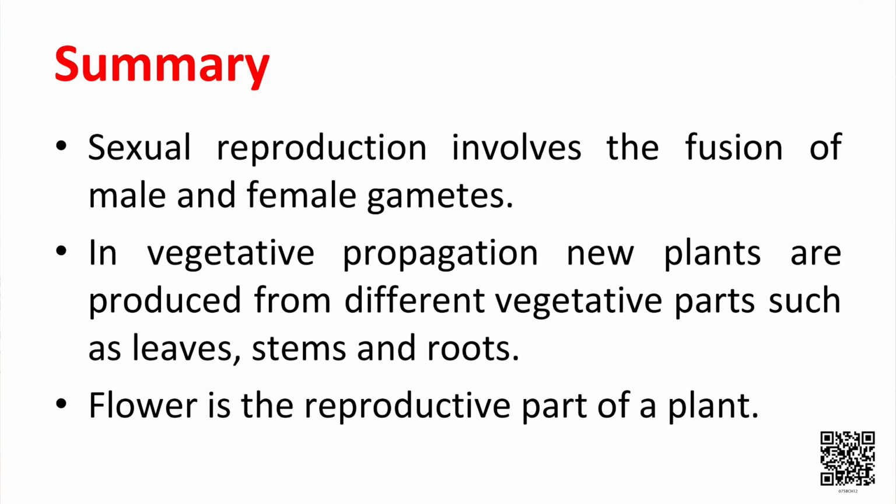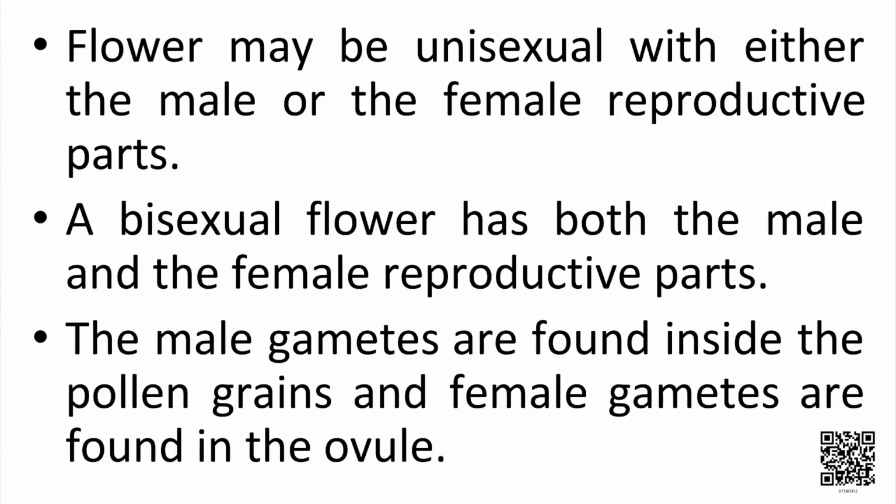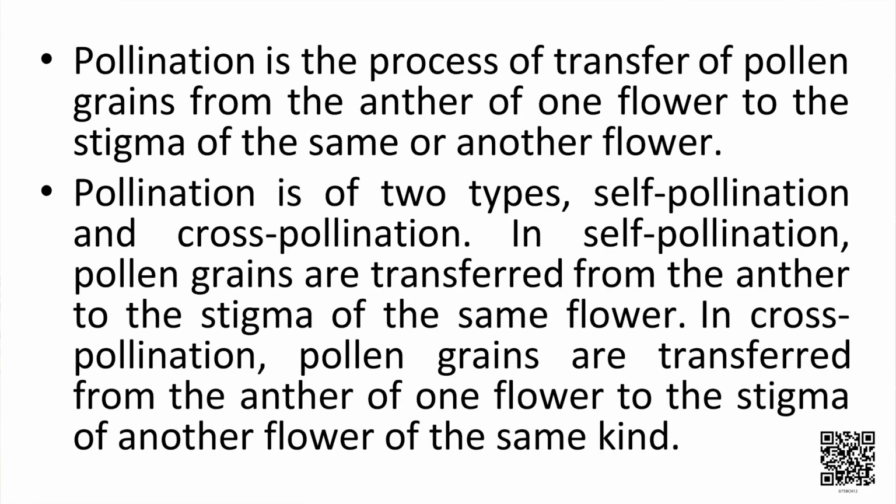We have also studied that in vegetative propagation, new plants are produced from different vegetative parts such as leaves, stems and roots. Then, we have learned that the flower is the reproductive part of a plant. A flower may be unisexual with either the male or the female reproductive part. But we have also studied about the bisexual flower, which has both the male and female reproductive parts. The male gametes are found inside the pollen grains, and the female gametes are found in the ovule. Pollination is the process of transfer of pollen grains from the anther of one flower to the stigma of the same or another flower.